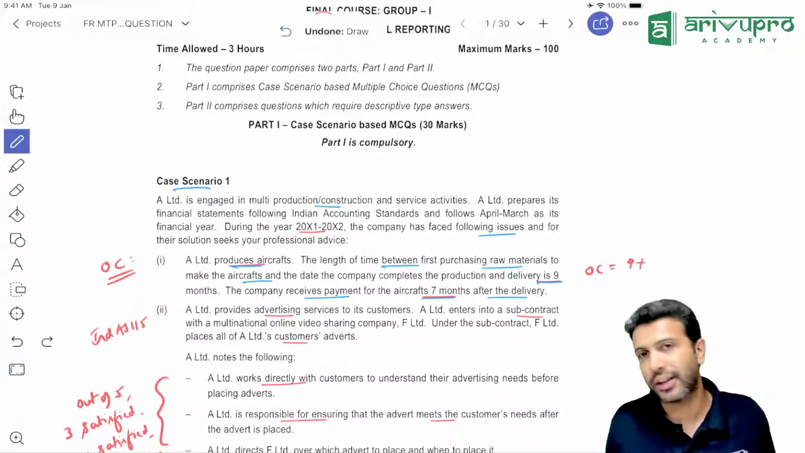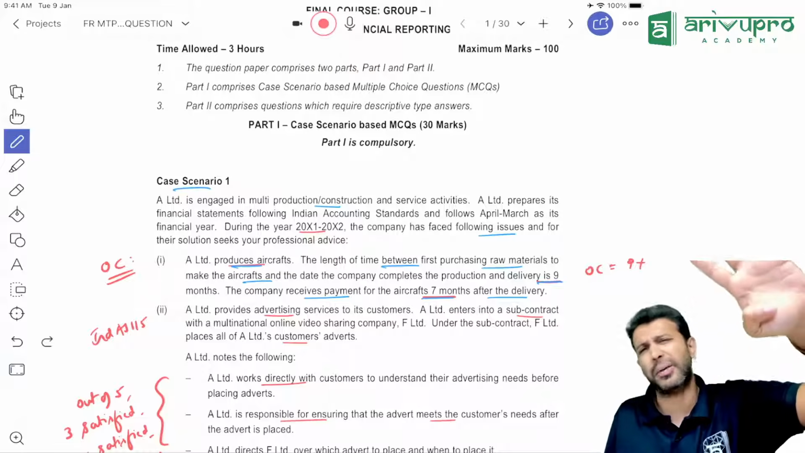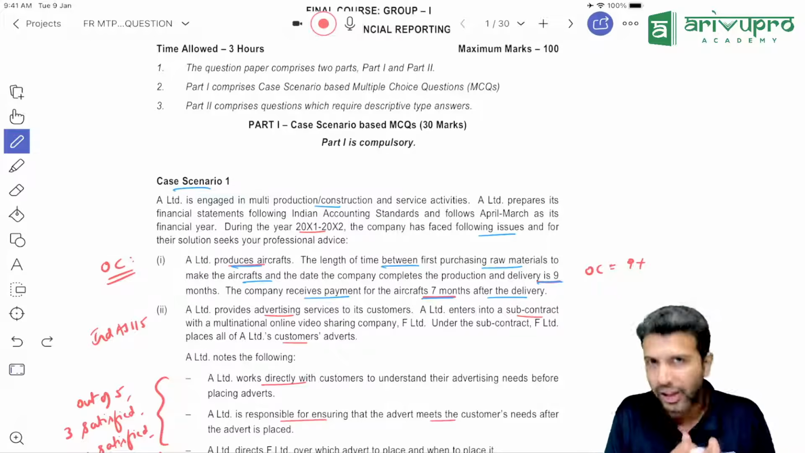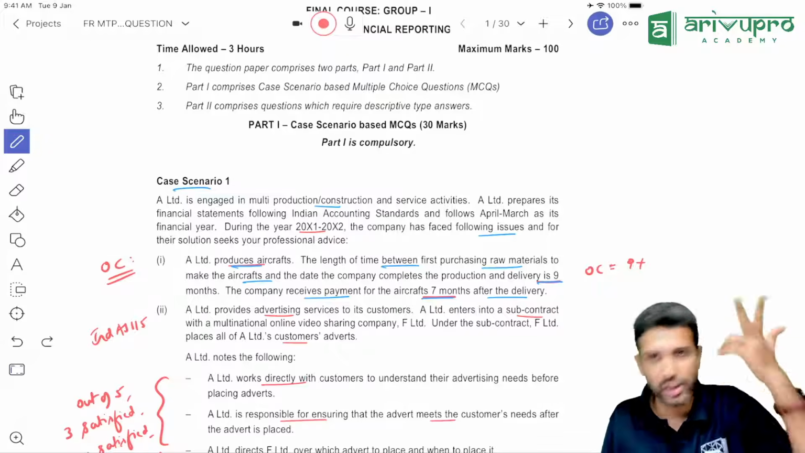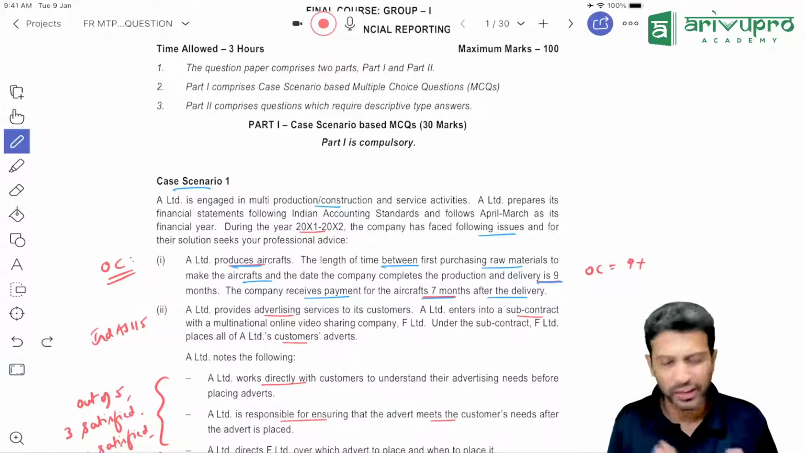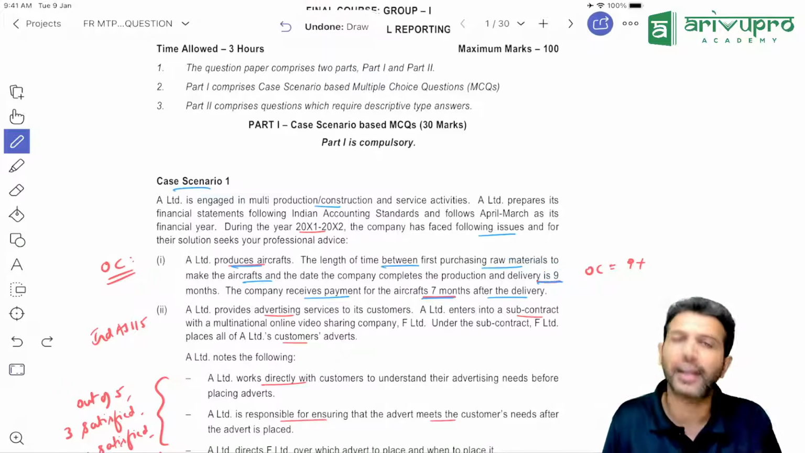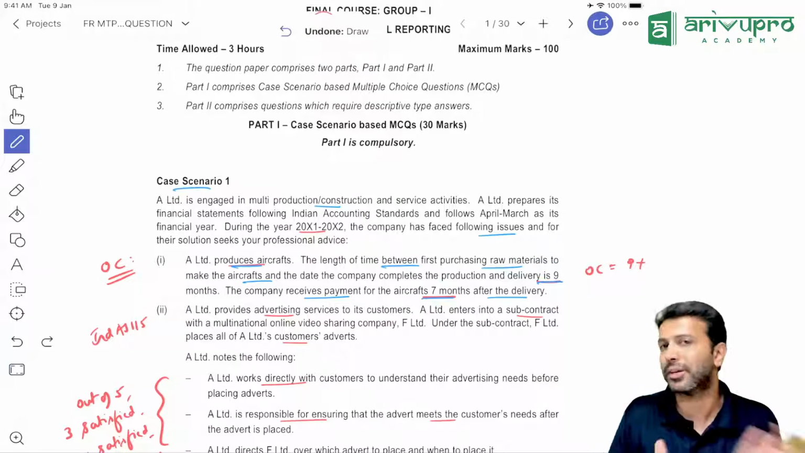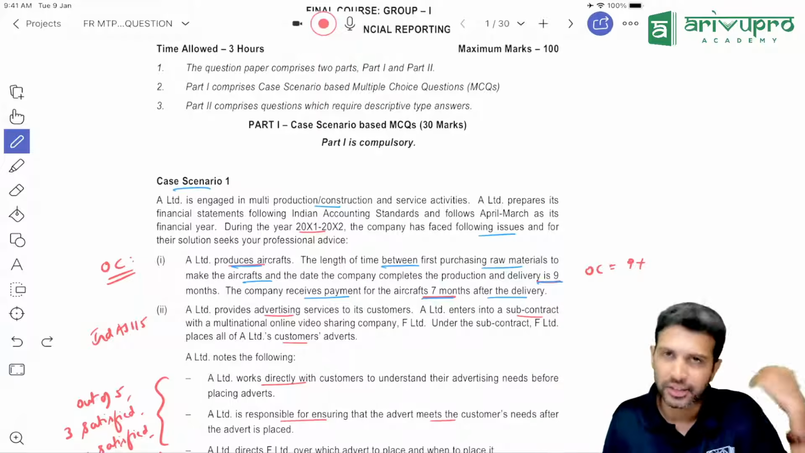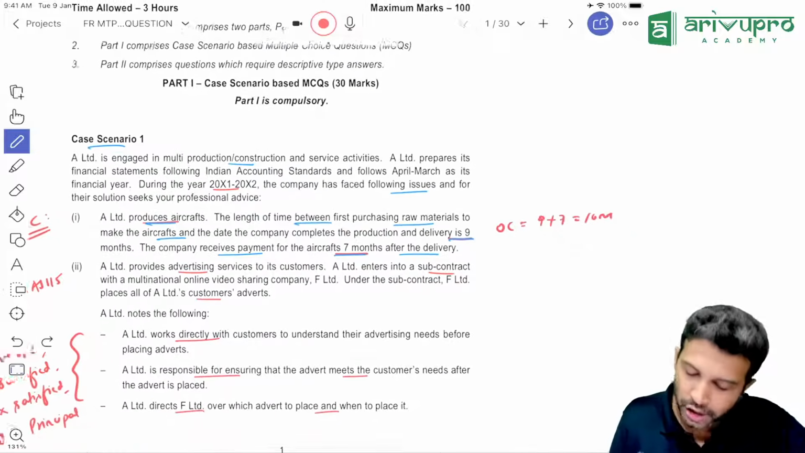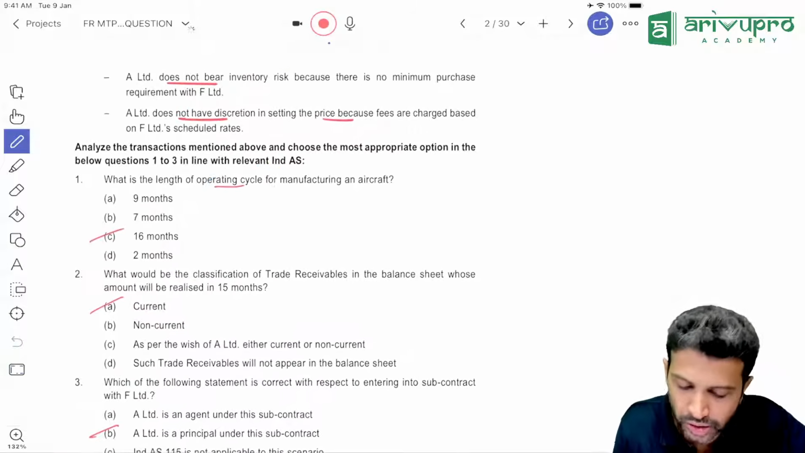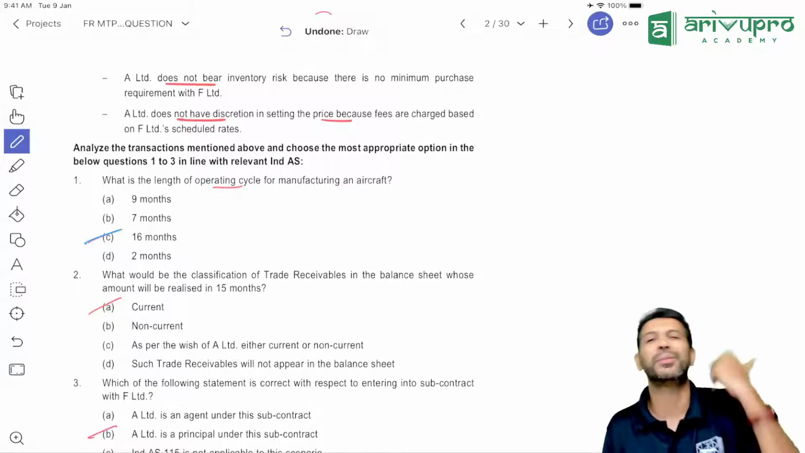So how do you get operating cycle? Operating cycle is given by the formula R plus W plus F plus D minus C: raw material holding period plus work in progress holding period plus finished goods holding period plus debtors' collection period minus creditors' period. Here they've not given everything. To make the finished goods ready it will take about 9 months, and the debtors' credit period is 7 months. Creditors' period is not given, maybe we're not getting any credit from creditors and purchase raw material by paying cash. That means the operating cycle is 9 plus 7, which is 16 months. That was an MCQ question: what is the length of the operating cycle? 16 months is the answer.